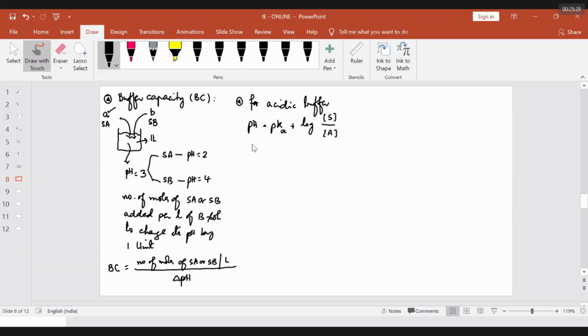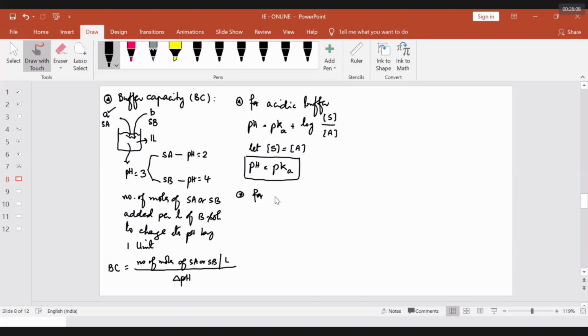Similarly, suppose somehow I have arranged it so that the concentration of salt is equal to the concentration of acid. If it happens, what happens? pH is equal to pKa, since log 1 is 0. Such buffers are said to have maximum buffer capacity. Those buffer solutions in which the concentrations of salt and acid are maintained equal are said to have maximum buffer capacity. For them, pH is equal to pKa.